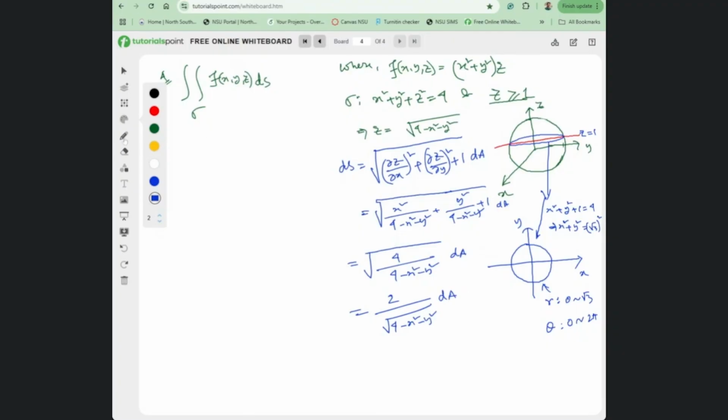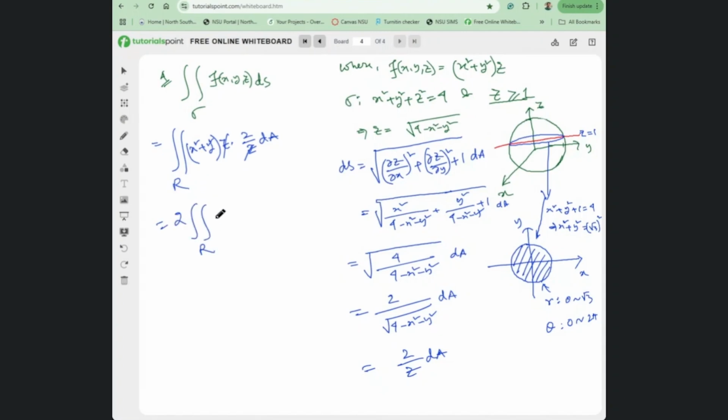So replacing all these things in here, what will be r? R is now this part. This circle is now r. F of x, y, z is, we can write down here 2 by z dA. This is x square plus y square into z, and ds will be this value 2 by z into dA. This z is out, 2.